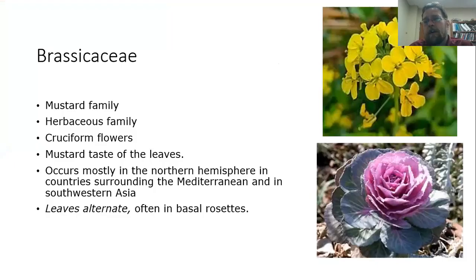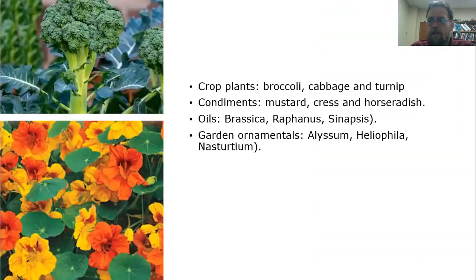Another one we're going to be really familiar with is the Brassicaceae. I always call them the Brassicas, but the mustard family. A lot of herbaceous plants. Cruciform flowers just means you have four petals that are spread out evenly. Mostly found natively in the northern hemisphere. Really easy to tell, though I don't generally recommend tasting plants to help you identify them. The leaves do have a very distinctive taste to them, and you often see the plants growing with a basal rosette of leaves. A lot of really important crop plants like broccoli and cabbage and turnips.